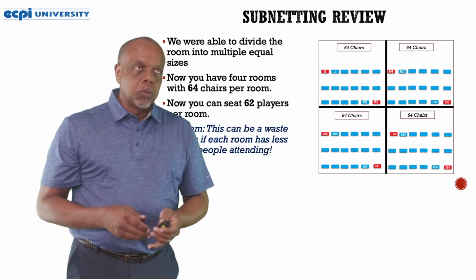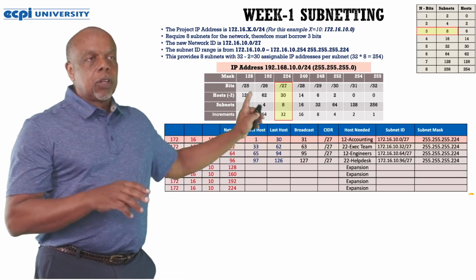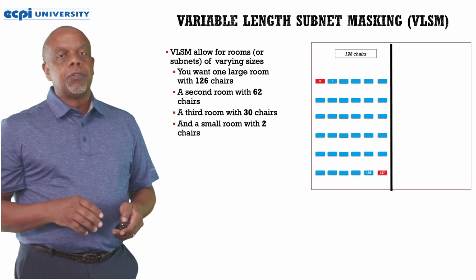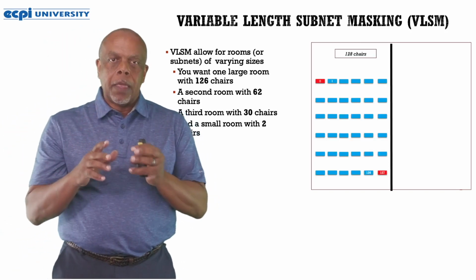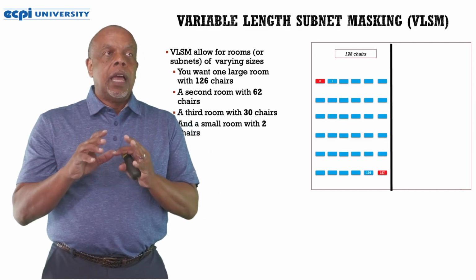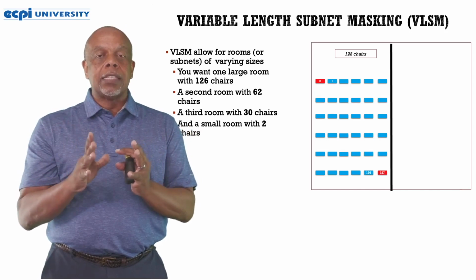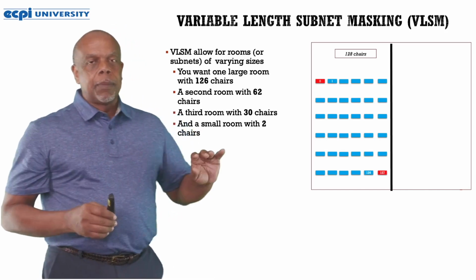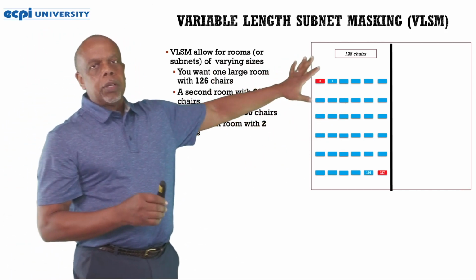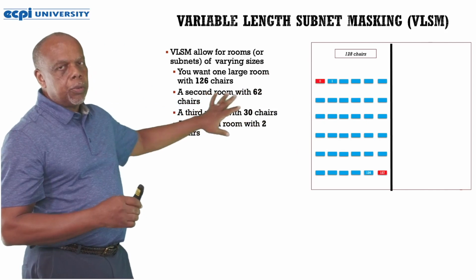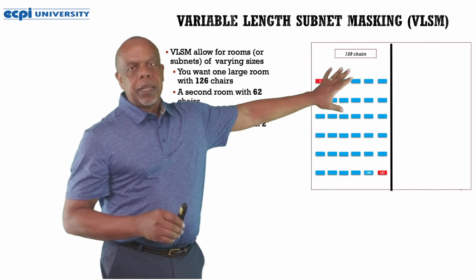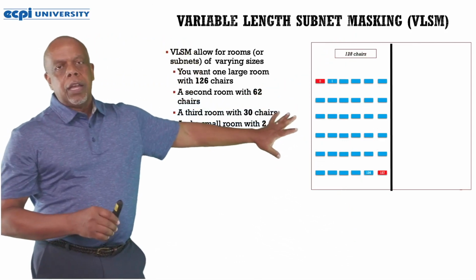But what we're going to get into this week, and I'm not going to go through last week's material again, is variable length subnet masking. Now, VLSM allows us to vary the size of the rooms. So let's take this same example. We've got the same room with 256 chairs, and now I want 128 chairs. I would need one large room with 126 usable chairs. So that would be my first subnet. I would just divide the room in half.